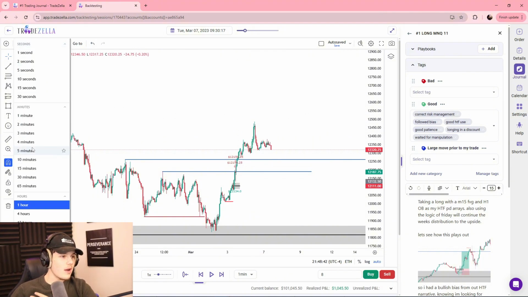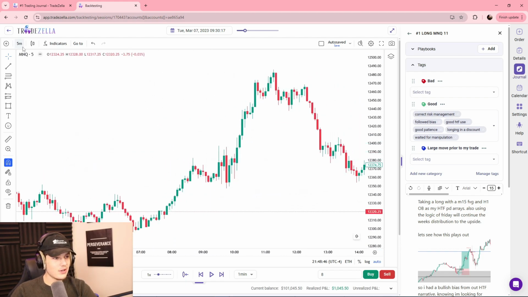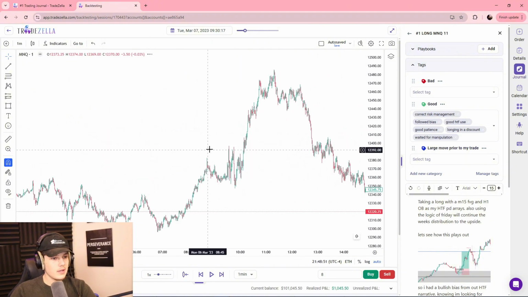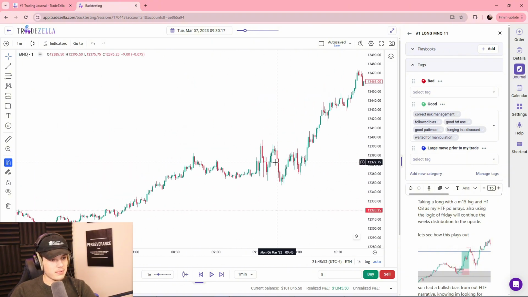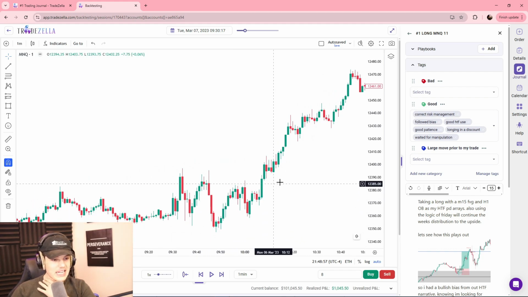Now let's go to about the 5 minutes, see if I would have caught a long here. Well, 9:30 looks to have crazy time distortion. You can see complete chop at 9:30. We traded lower. We didn't really have a clean setup towards longs.